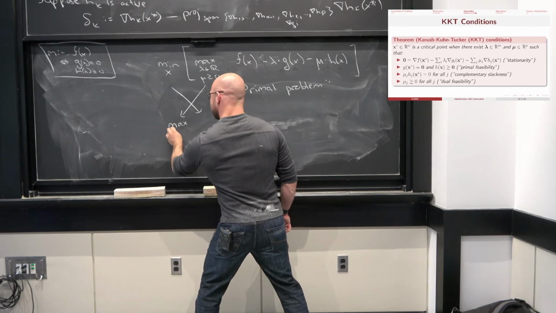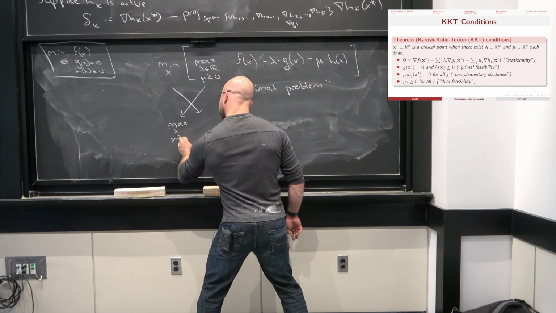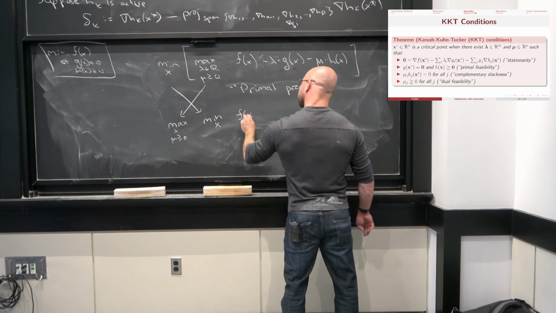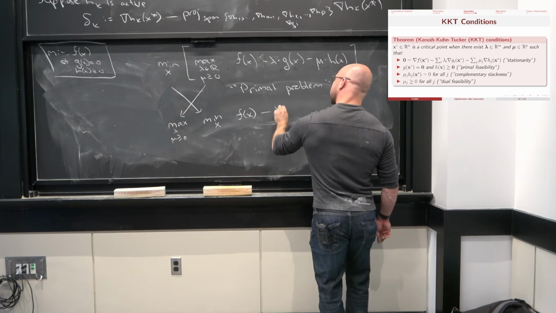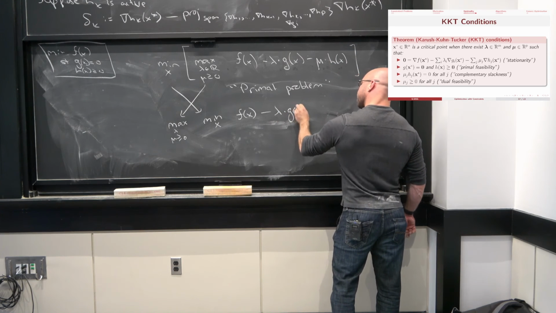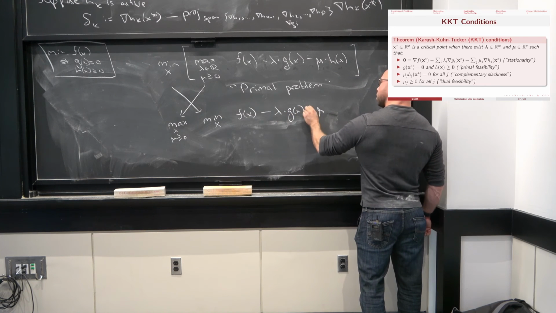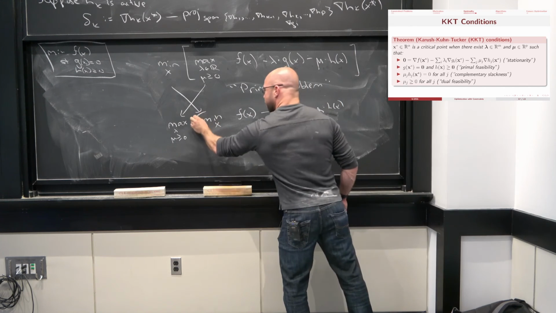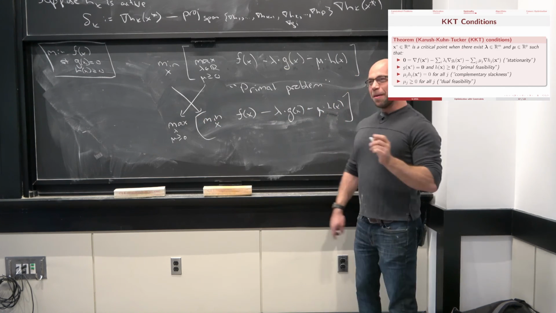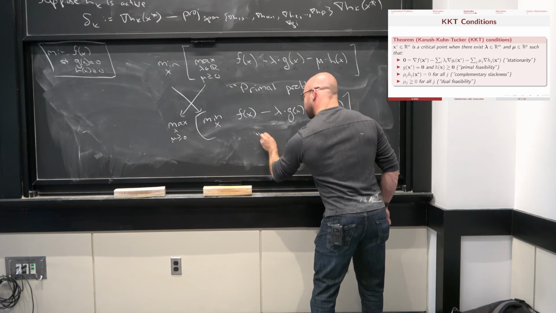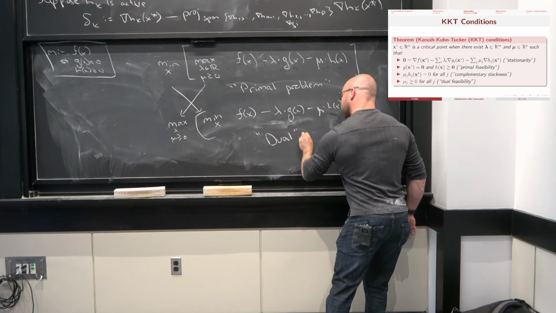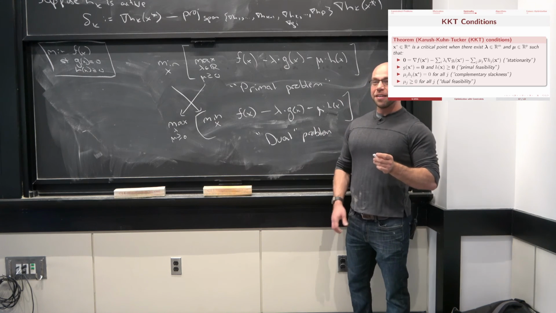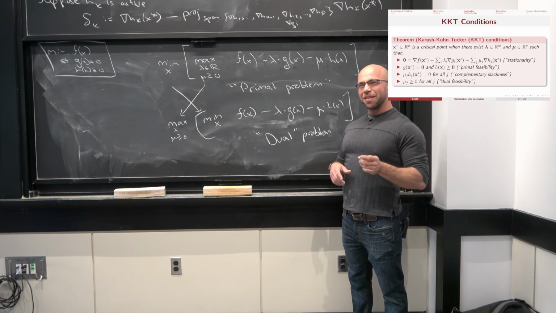So now we're going to do the max over lambda and mu greater than or equal to 0 of the min over x, f of x minus the same thing as before, minus mu dot h of x. This problem, thought of as a problem for lambda and mu, is called the dual problem. And under certain conditions, these two things give me the same optimal objective value.